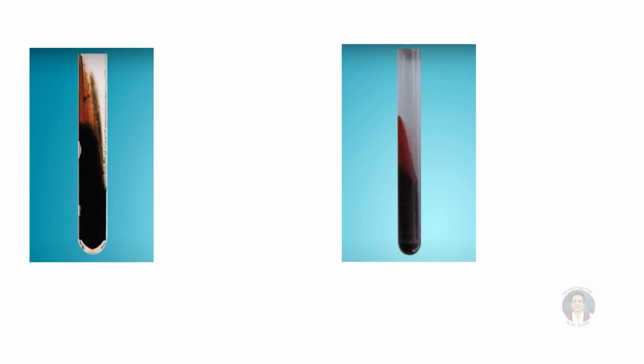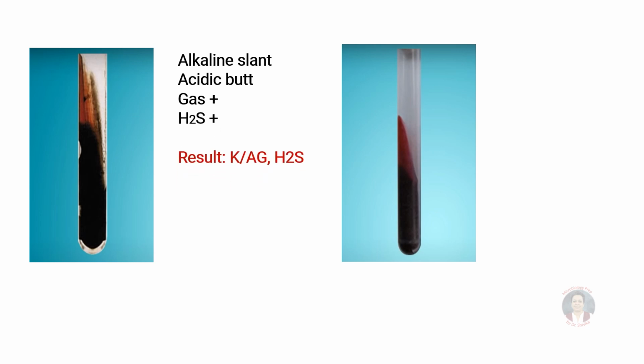In these two diagrams, let's concentrate on the left one. We see a red slant and a black butt with gas bubbles here and there. So what is our result going to be? It is K/Ag, K indicating the alkaline slant, Ag indicating the acidic butt, gas indicated by the bubbles, and H2S by the black precipitate. Now you must be wondering, how did I say that there were acidic conditions in the butt?